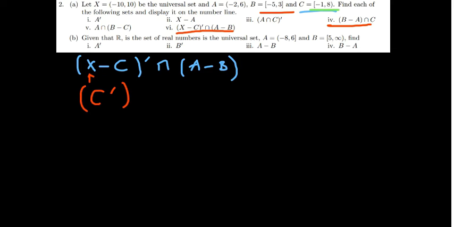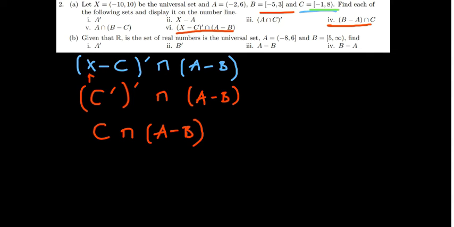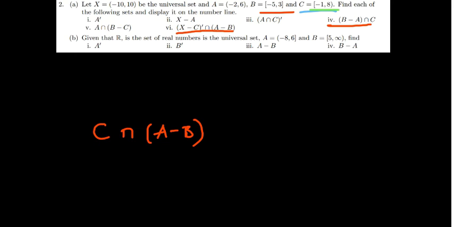Now there's another complement outside. Intersection A minus B. C complement, we have C now. Intersection A minus B. This is what I was saying. There's nothing unique about this question. It just looks complicated for nothing, actually. For no reason.